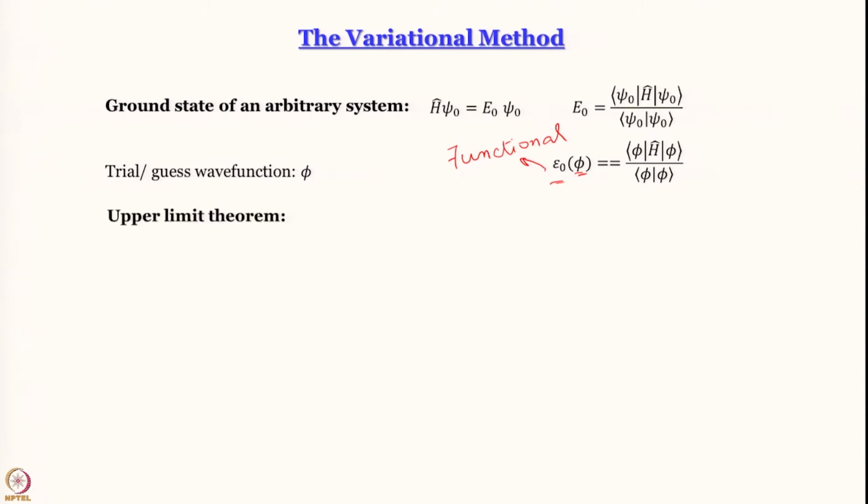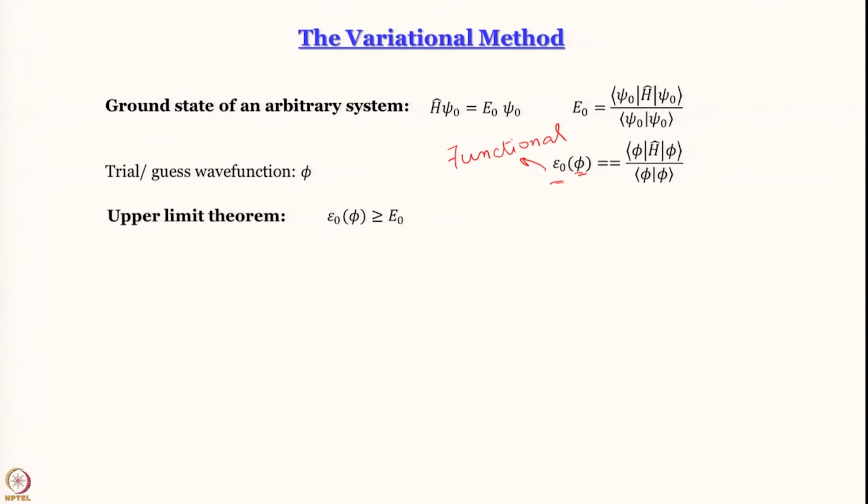So, the upper limit theorem, which is of central importance in variational method, makes an extremely profound, important, useful statement, and that statement is this: epsilon 0, which is a function of phi, has to be greater than or equal to E0, which is the actual energy of this arbitrary system. Okay. I have said a lot of things.